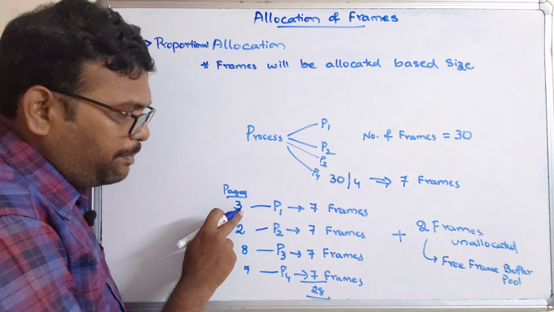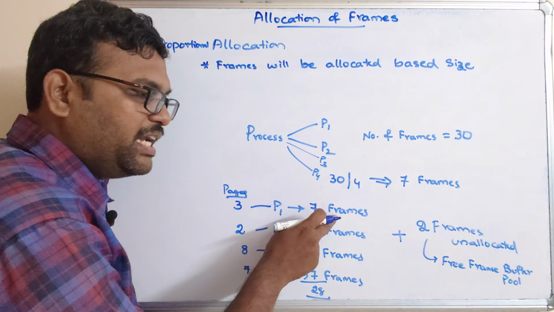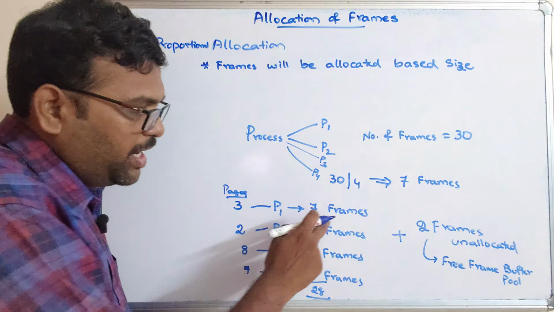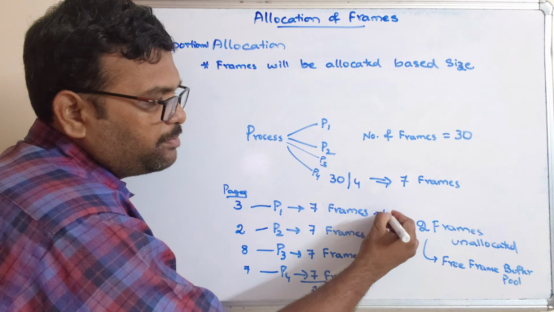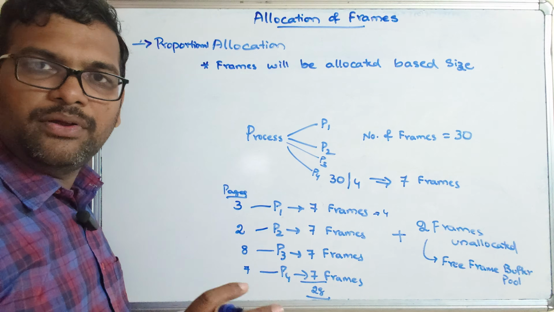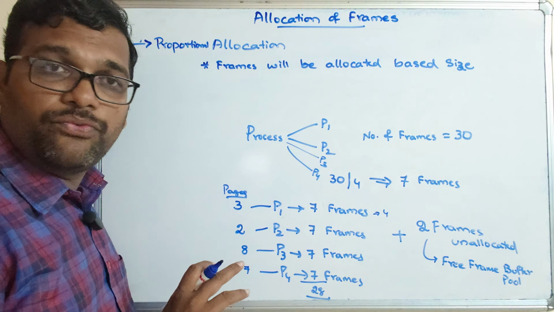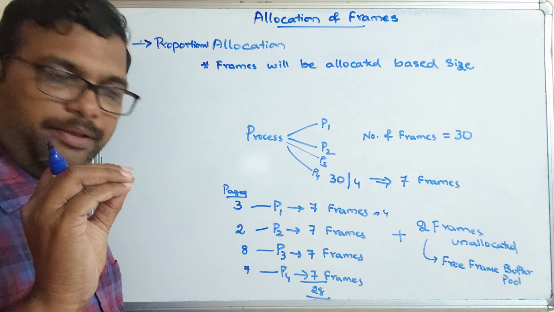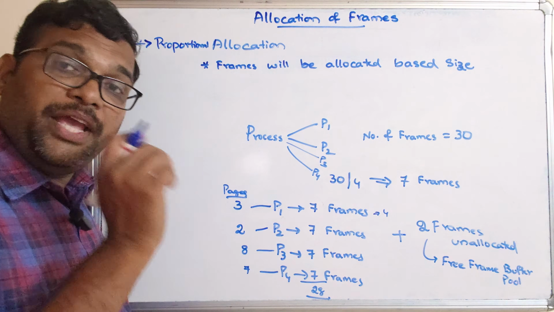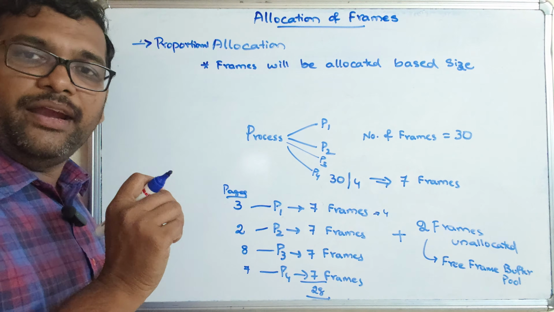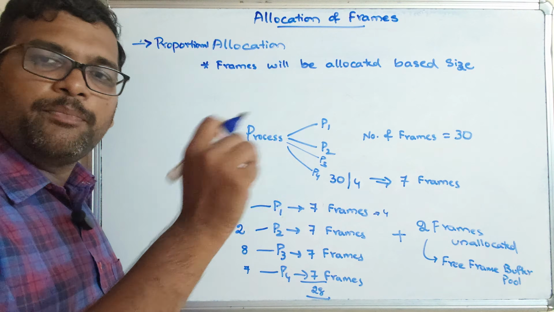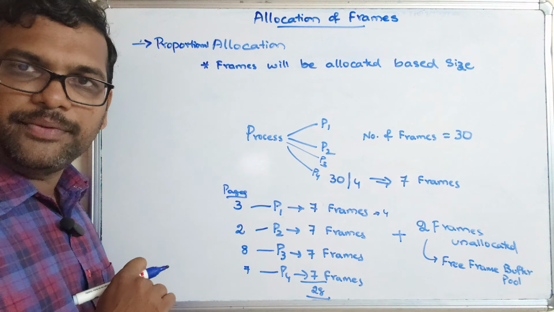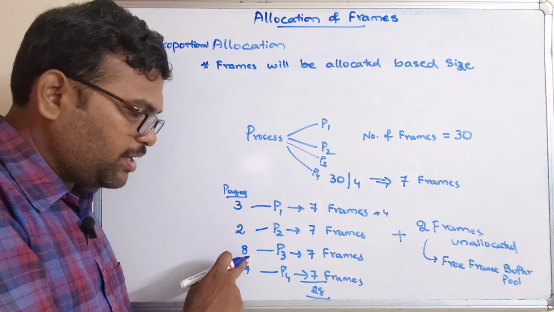So 3 pages will be loaded into 3 frames. But here the 4 frames are wasted. No page will be loaded into those 4 frames. And in this case, 5 frames are empty. And here, 1 page should wait until one process completes, I mean, until 1 page completes its execution of process P3, beyond the frames, right?